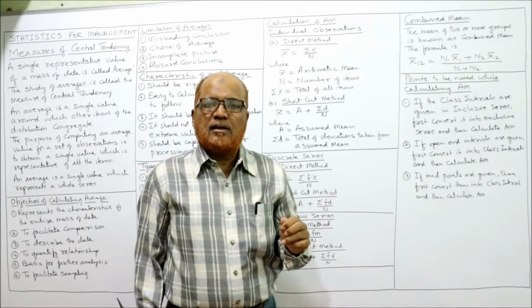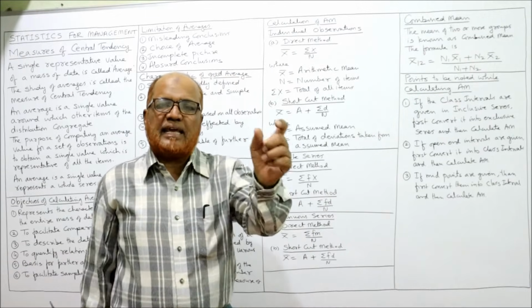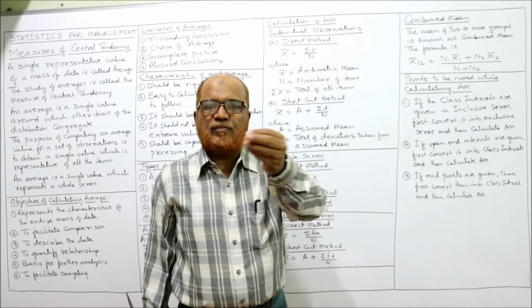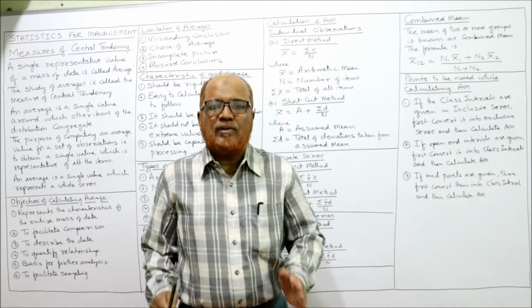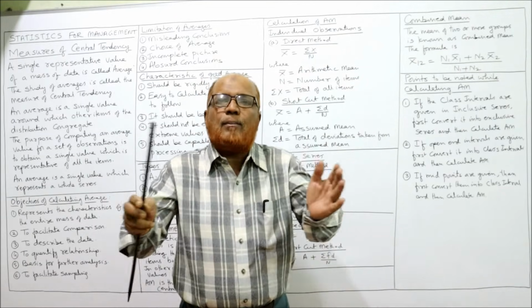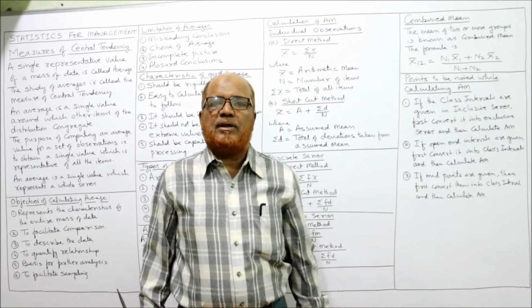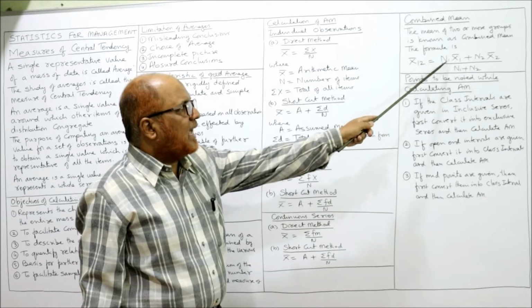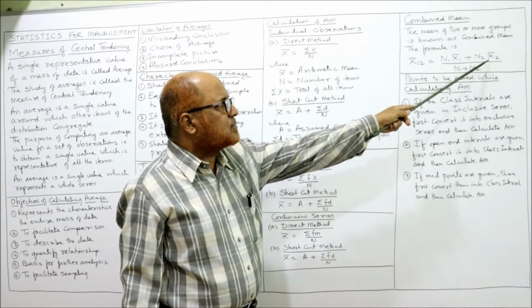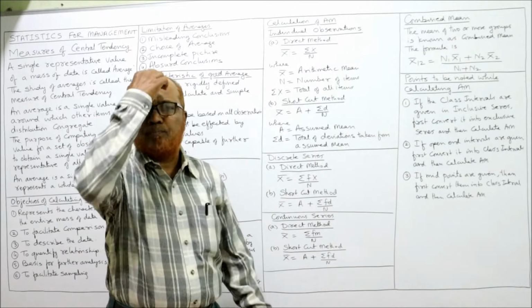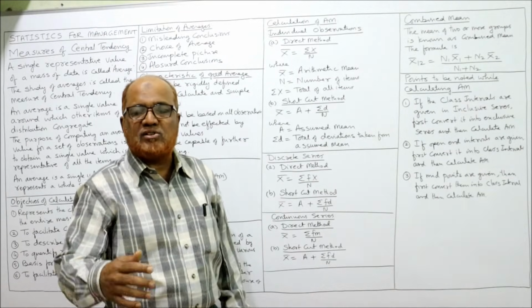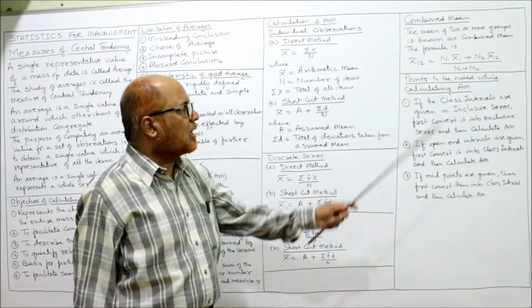Two groups are there. For example, two classrooms, A classroom and B classroom. Suppose 50 students are there in A classroom, 50 students in B classroom. So we have two groups. We want to combine both and calculate the combined mean. The formula for combined mean is x bar 1 2 is equal to n1 x bar 1 plus n2 x bar 2 divided by n1 plus n2. So these are all the formulas I am going to apply in the coming videos where I will solve a number of problems on combined mean.